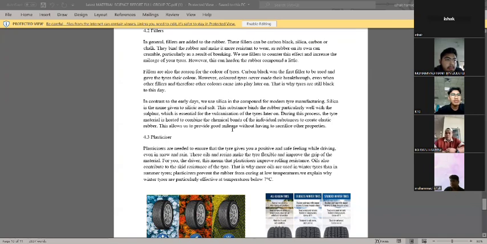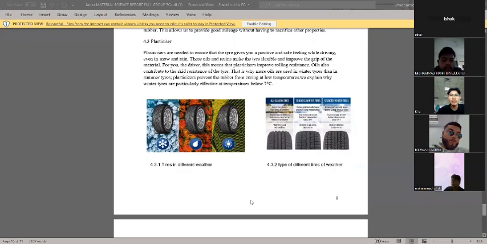Point number 3 is plasticizer. Plasticizers are needed to ensure that the tire gives you a positive and safe feeling while driving, even in snow and rain. These oils and resins make the tire flexible and improve the grip of the materials. Oil also contributes to the skid resistance of the tire. That is why more oil is used in winter tires than in summer tires. Plasticizers prevent the rubber from curing at low temperatures. This explains why winter tires are particularly effective at temperatures below 7 degrees Celsius. That's all from point number 3.